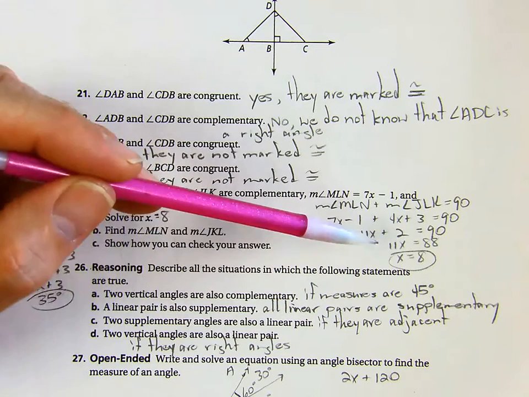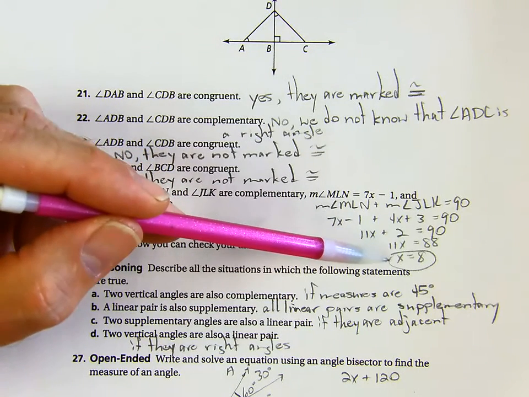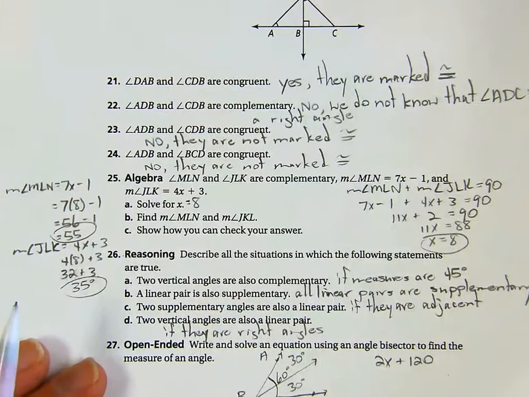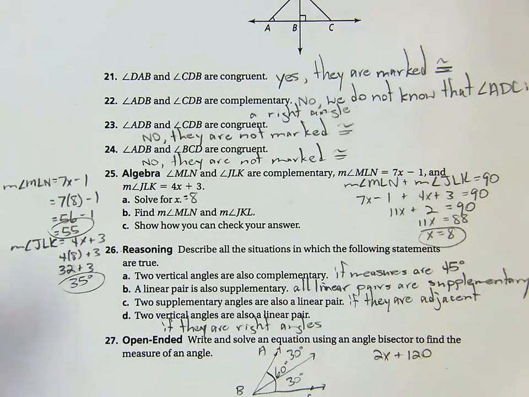Subtract 2 from 90, 88. 11x is equal to 88. X is equal to 8. Then over here, to find the measure of those angles, I plugged in x in each one. The measure of angle MLN was 7x minus 1. So 7 times 8, 56 minus 1 was 55. And then for the measure of angle JLK, 4x plus 3, or 4 times 8, 32, plus 3 is 35.